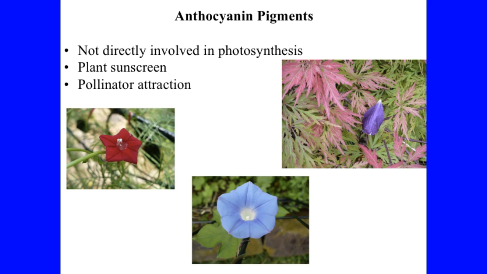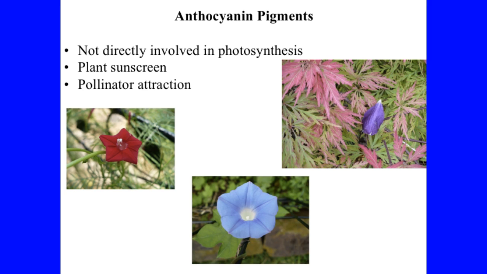If you hear anything about anthocyanin pigments, these are pigments that are not directly involved with photosynthesis. On the contrary, they give plants a really vibrant, beautiful color, such as this bright reddish color or this violet. That doesn't allow a lot of light energy to be absorbed for photosynthesis. But instead, it attracts bees and other insects and pollinators to come eat their nectar so they can pollinate other plants around them.